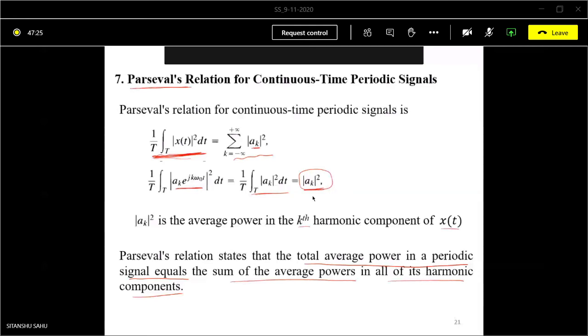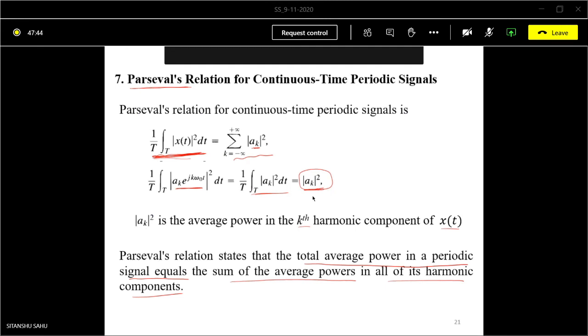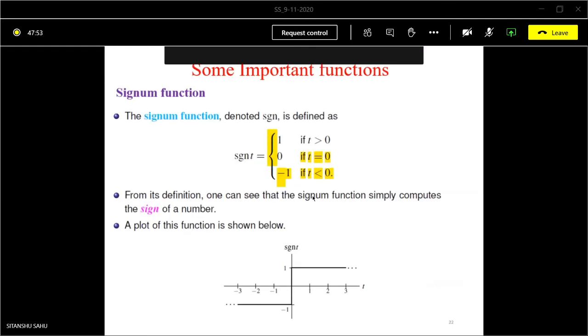So this is called Parseval's relation. That means the energy is conserved. We say it is the same power that we have in the time domain, and we can also infer the same power from the frequency domain. Yes, these are some of the properties of the Fourier series. Now let us look at some of the important functions.